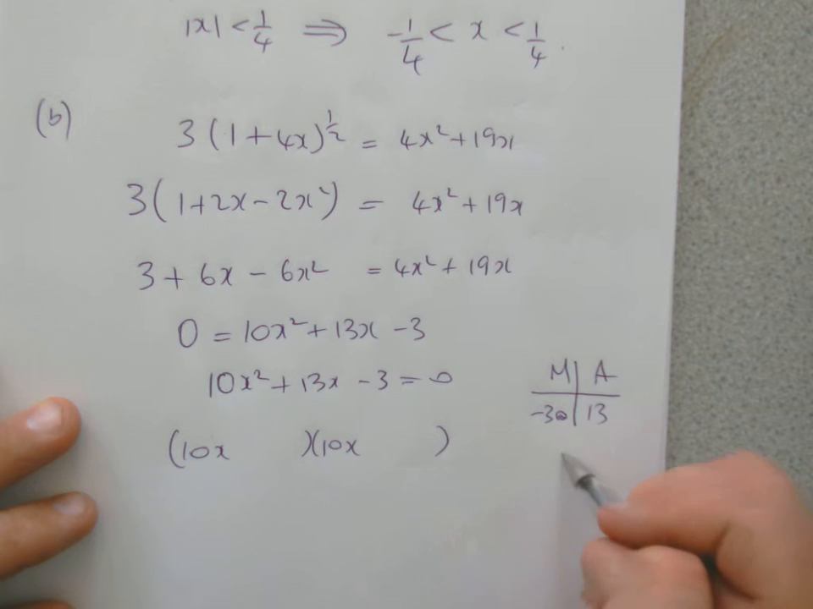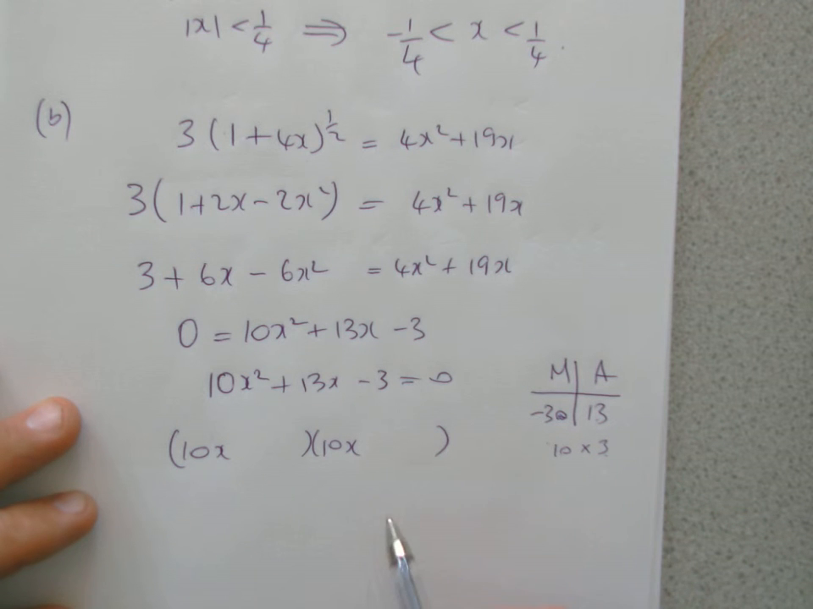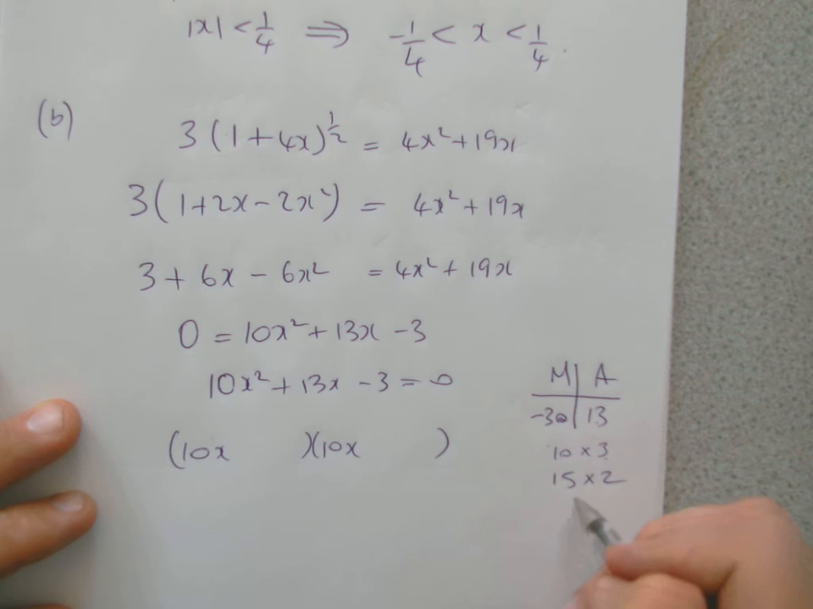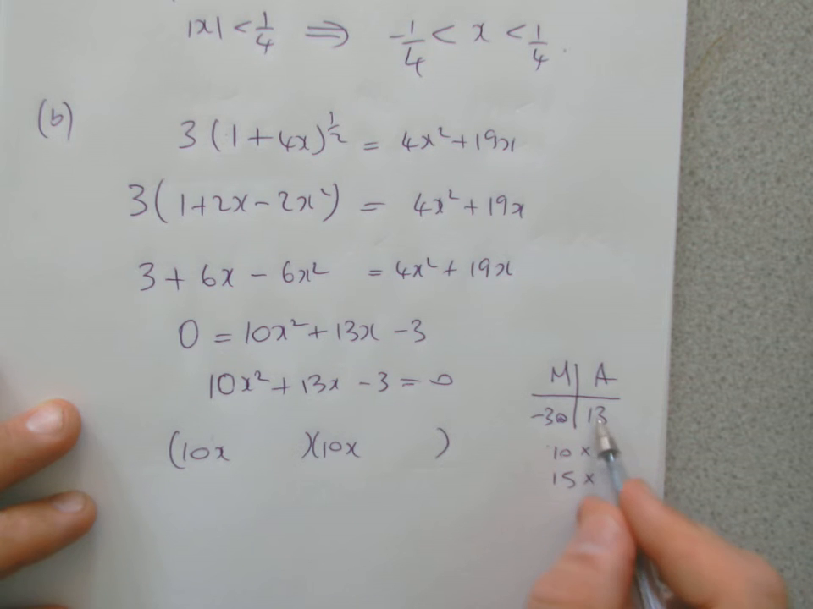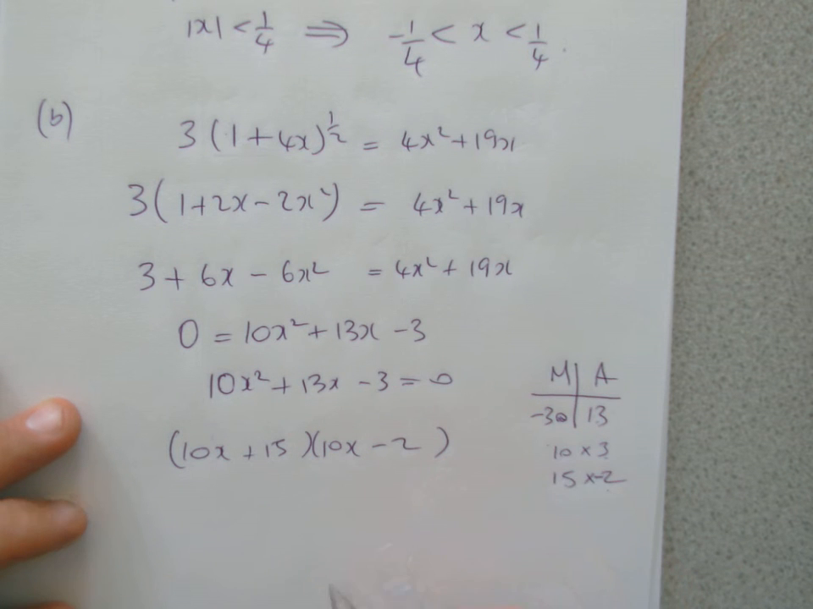Now I'm thinking 10 and 3. 10 times 3 is 30, but I want minus 30, don't I? So one of these would have to be negative. Would I get 13 if one of these is negative? I wouldn't. The other way, of course, is 15 and 2. Now, if I multiply these, I get 30. If I want minus 30, one of them's got to be negative. Well, of course, 13. So if I make that negative, they multiply to give minus 30. 15 and minus 2 is 13, so that works. So plus 15 minus 2, equals 0.